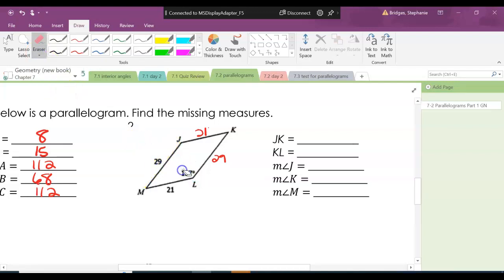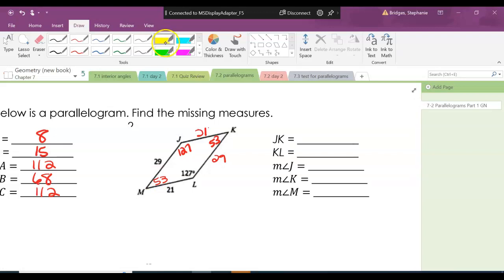All right, now let's look at our angles. If angle L is 127, what else is 127? J. Okay. And then to find K, I'm going to do what? Yes. 180 minus 127. You guys have calculators. What is that? 53. So what else is 53? Okay. And then we can answer our questions.